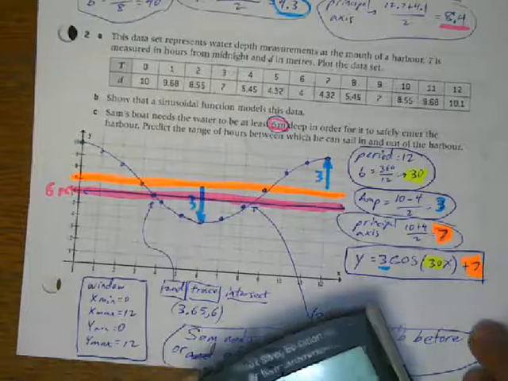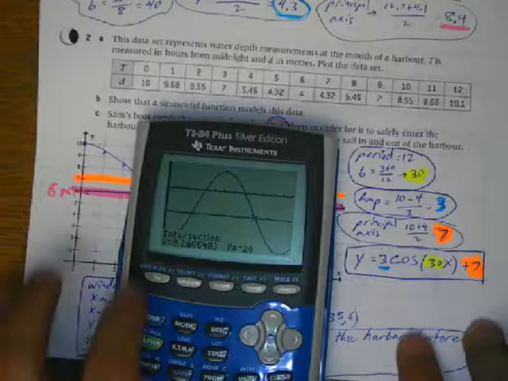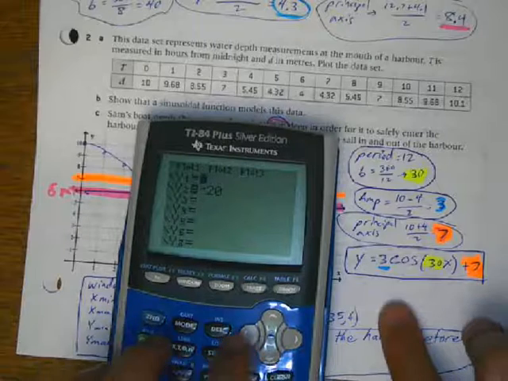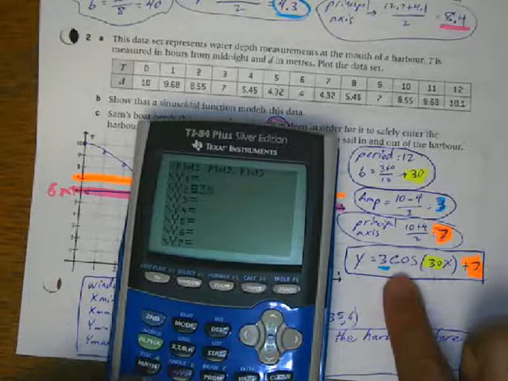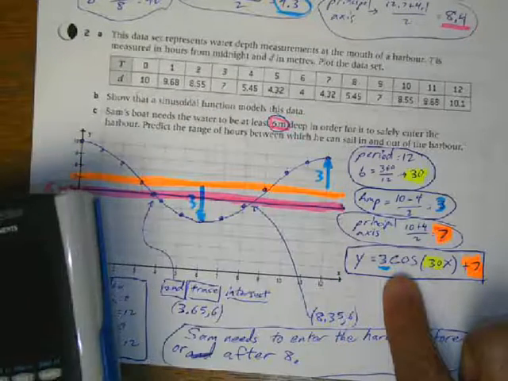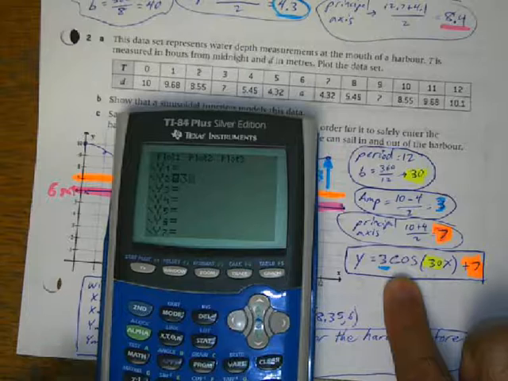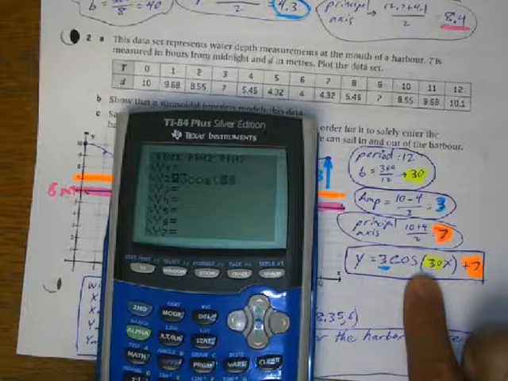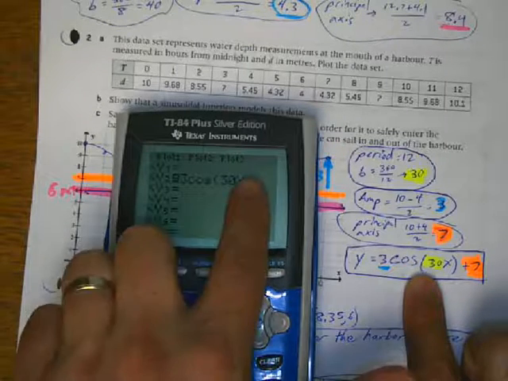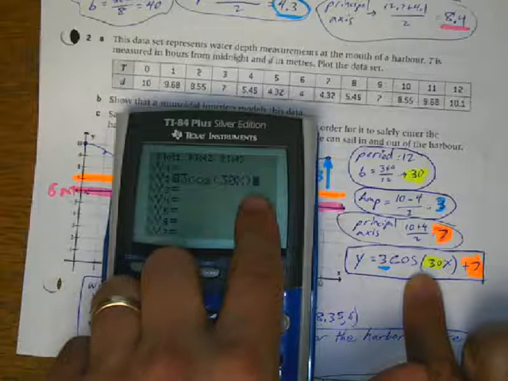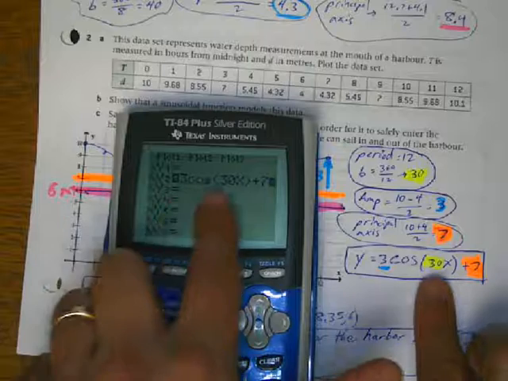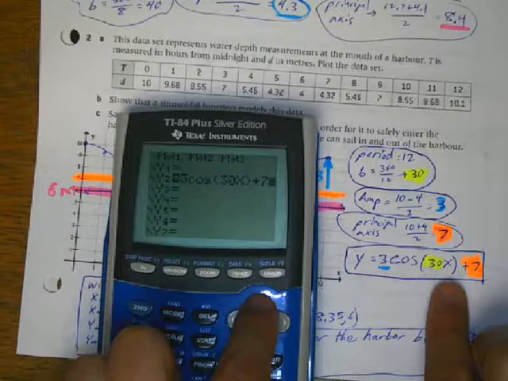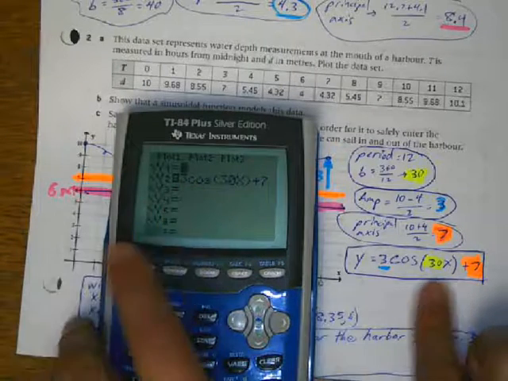So let's enter our equation here. Clear. Okay, so my equation is 3 cosine 30 x. Now I'm going to close the parentheses because that was the mistake I made in the beginning of the video. Plus 7. Let's see, make sure I typed it in correctly. It looks like I did. Okay, I'm going to go up here, and we want to know when this intersects with the line 6. So I'm going to hit 6.